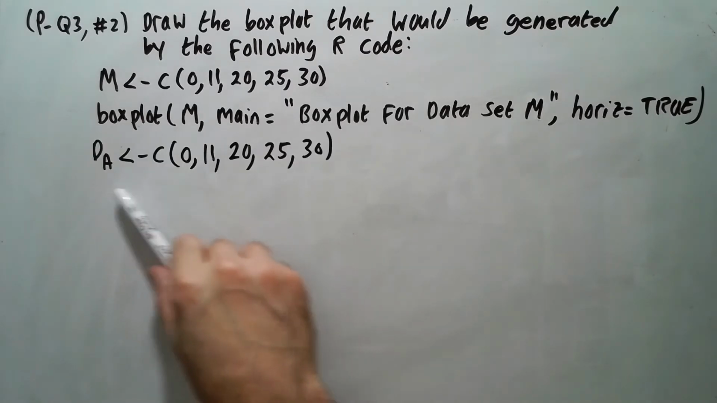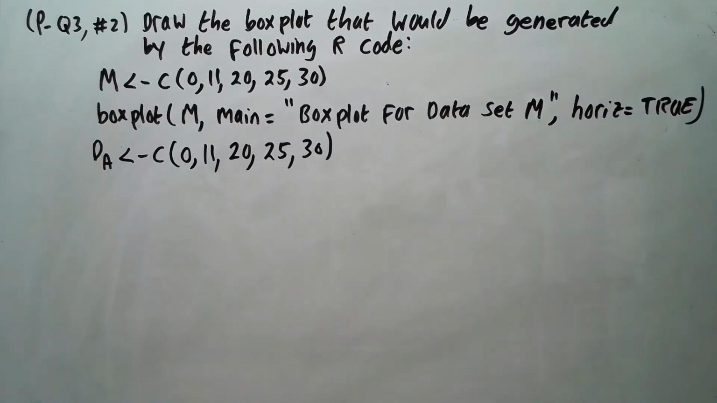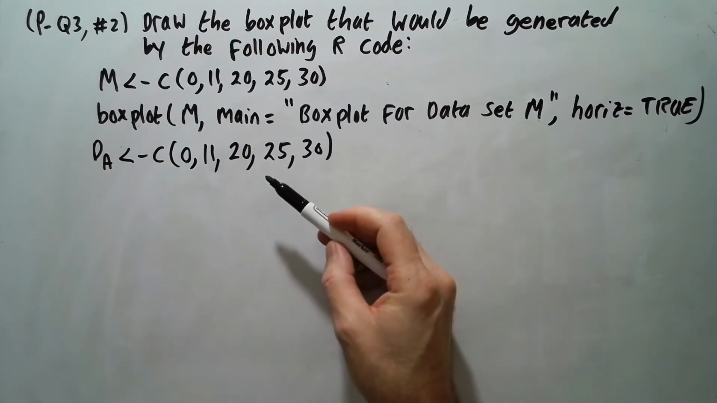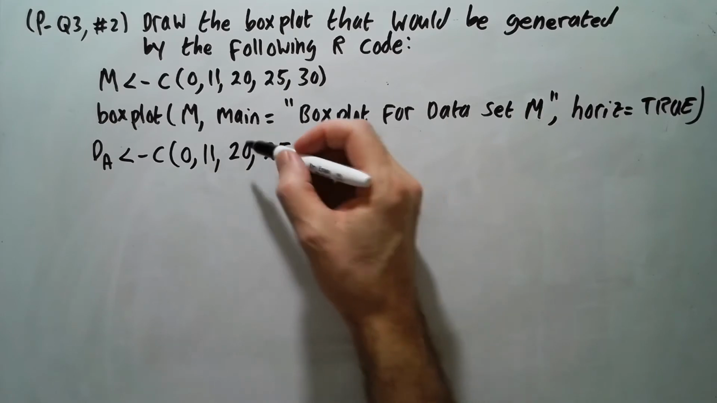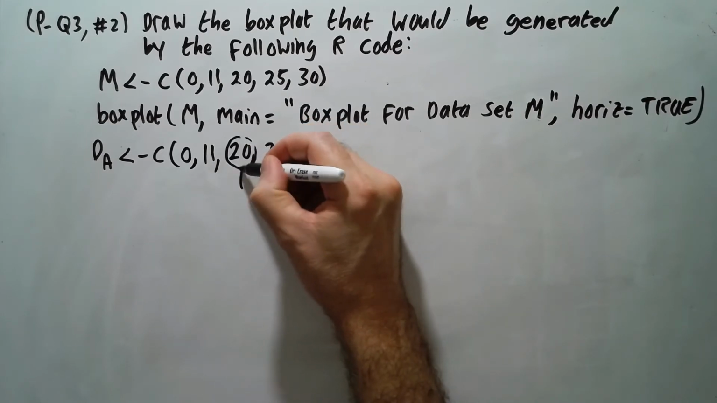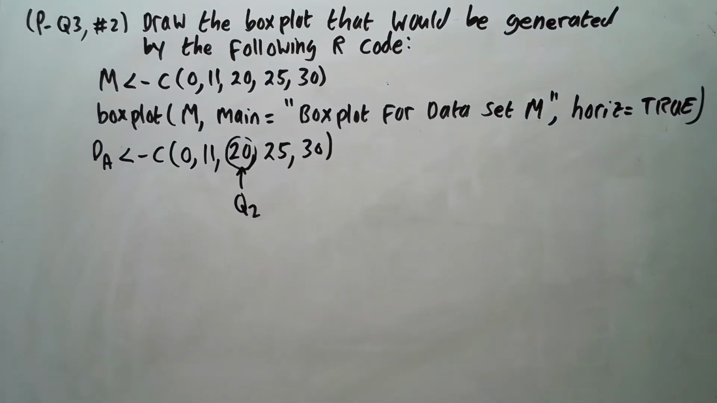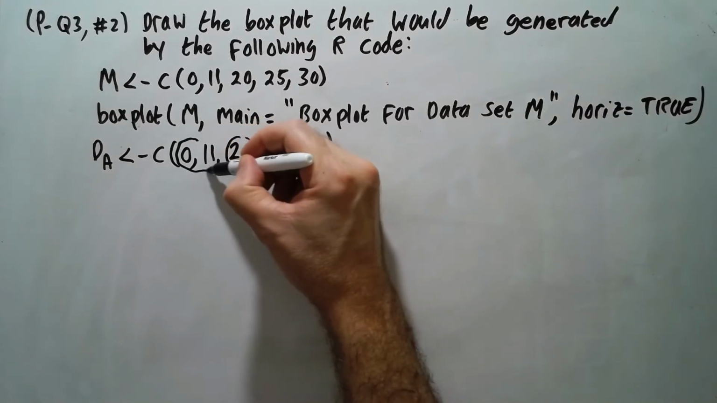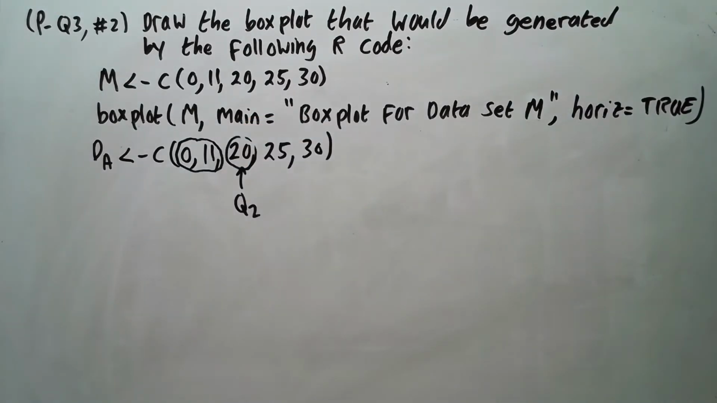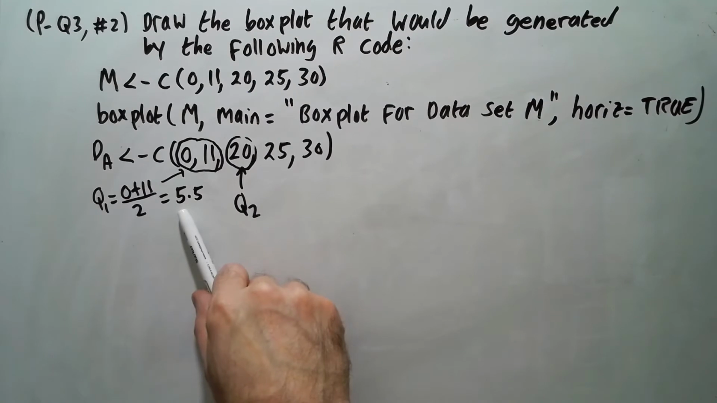So I've written it down here again, arranged them. As I said, they're already arranged for us. So the median, Q2, would be the middle number, in this case is 20. That's my Q2. And then my Q1, I'll be looking at these two. So it'll be the average of those two. So that would be then 0 plus 11 over 2 for Q1. I'll write that here. So my Q1 then will be 0 plus 11 over 2, which is 5.5.